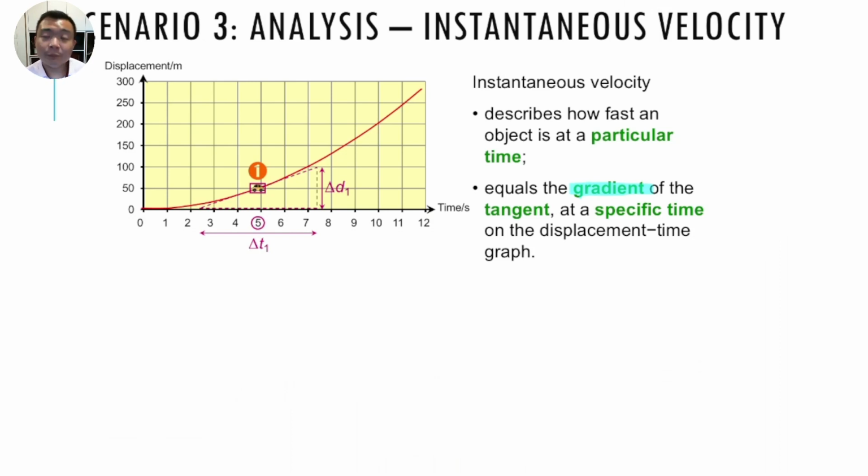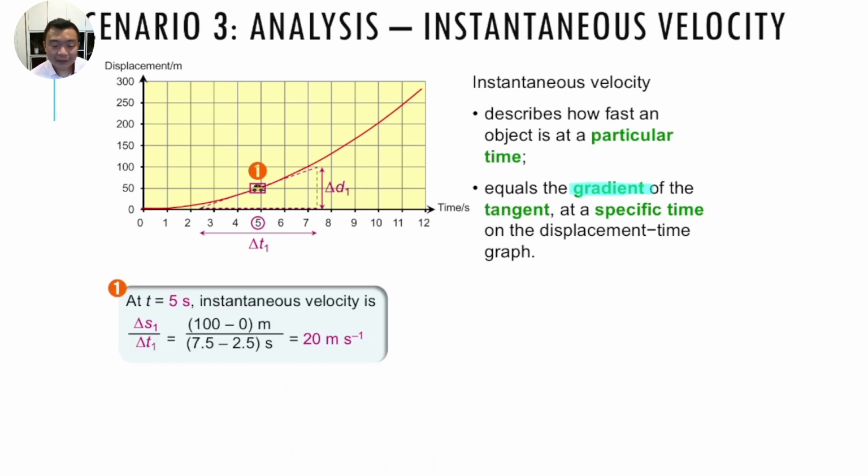The gradient of a displacement time graph tells you about the velocity. So what you have to do if you are given a curve, you simply have to draw a tangent line. So look at the tangent line, and from the tangent line, finding the gradient will get you the instantaneous velocity of the object. So for example, at 5 seconds, we can figure out what is the instantaneous velocity at 5 seconds. So at 5 seconds, draw a tangent line, find the gradient, and there you go. The instantaneous velocity of the object at 5 seconds is 20 meters per second.